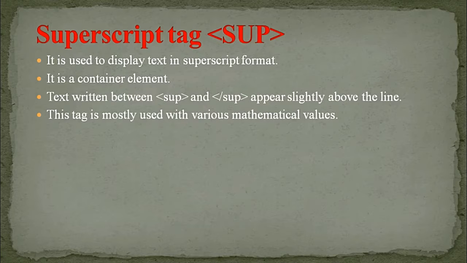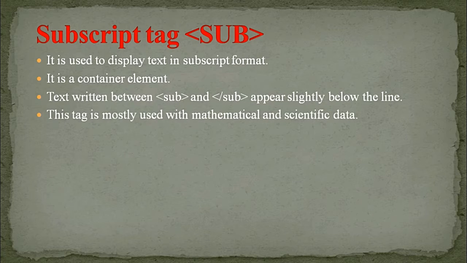Next is superscript. The superscript is basically given so that the content which is written would be a little bit above the line. So mostly we use a superscript to give a mathematical formula or mathematical value like x square, so the 2 would be a little bit up than the x, or we can write something as 4th, so the TH would be a little bit up. At that time we can use superscript, the sup tag.